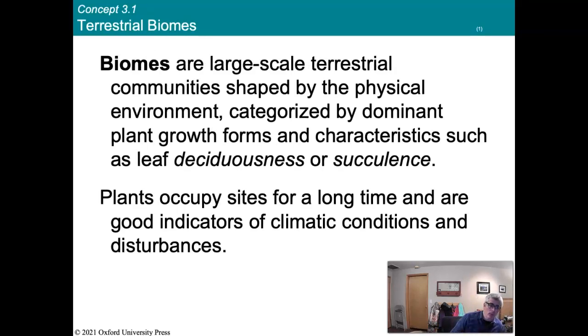And biomes is a word we use to describe large-scale terrestrial communities shaped by the physical environment, typically characterized by the dominant plant growth forms and characteristics such as deciduous or succulents. The reason we use plants is plants occupy sites for a long time and are good indicators of climatic conditions and disturbances. So if we're trying to define an area by the animal life, well, many animals move, so that's a problem.